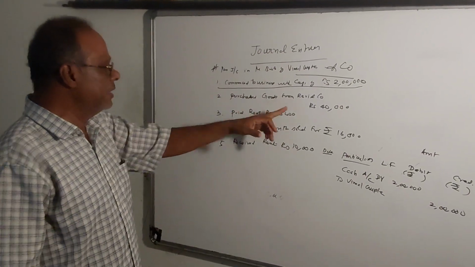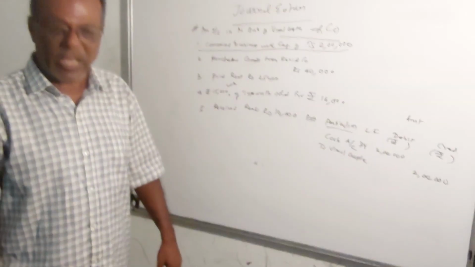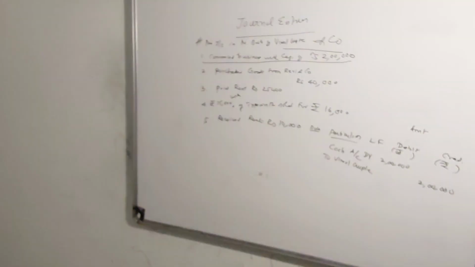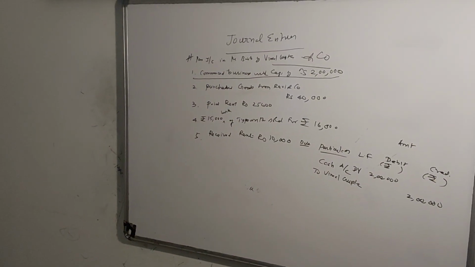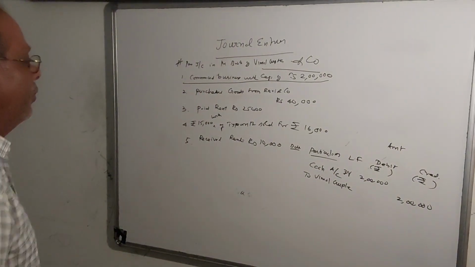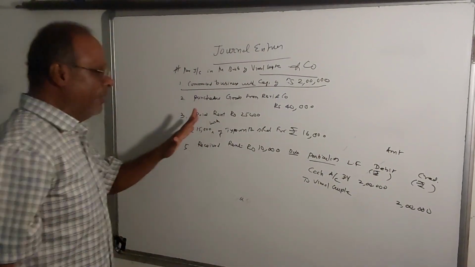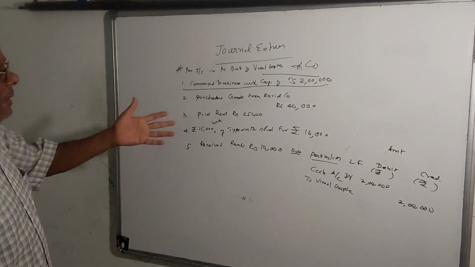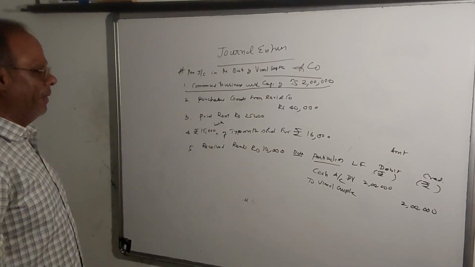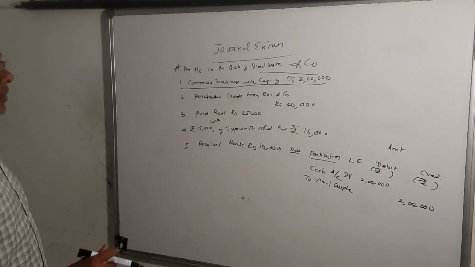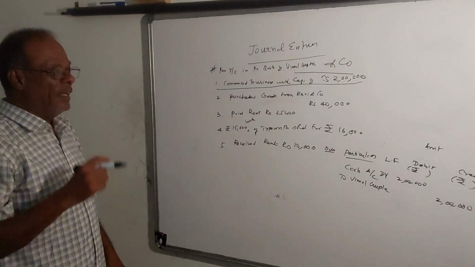How would they give it otherwise? If it were cash, they would say purchase goods for cash. Here, purchase goods for cash is not given. So purchase goods from Ravi and Co. No doubt this transaction comes under a credit transaction only.